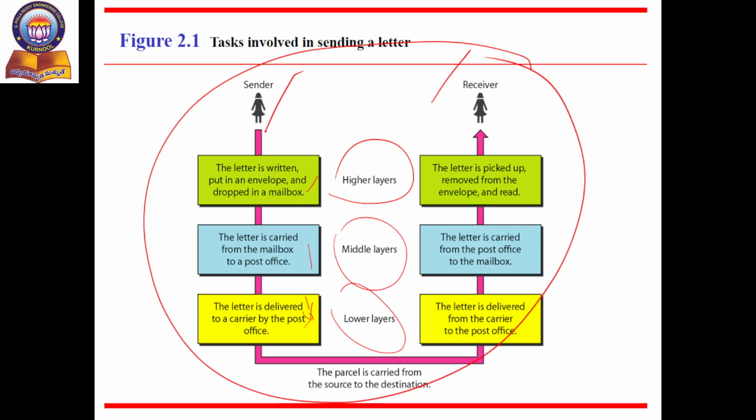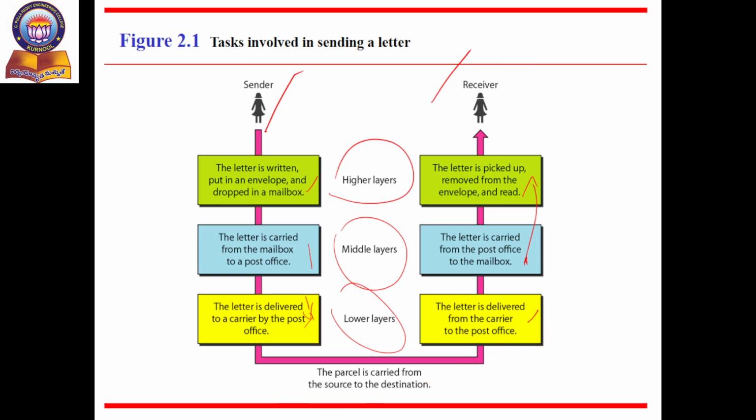The same thing happens at the receiver: the letter is delivered from the post office to the nearby post office, carried from the post office to the mailbox, and from the mailbox to the receiver's home. Whatever work we do in real life also, we divide the work layer-wise. In the same way, we do the transmission in the format of layers only.